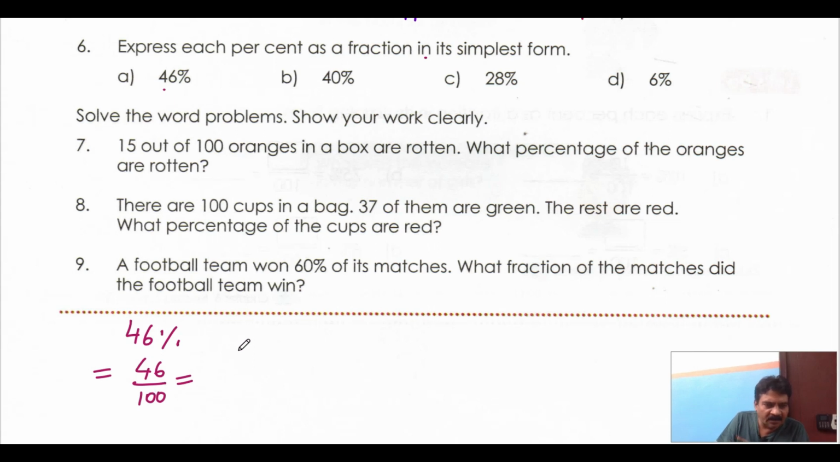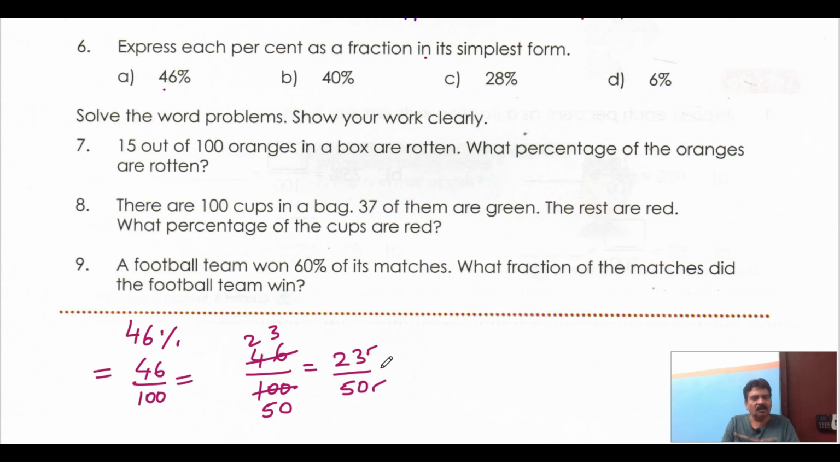So 46 by 100. Now I'll do it here, 46 by 100. Now you go with 2: 2 2s are 4, 2 3s are 6, 2 5s are 10, and this 0 is as it is. Now it becomes 23 by 50. Further, in the last you have 3, and here in the ones place you have 0. 3 and 50 are not going to be in any common table, so your simplest answer is 23 by 50.